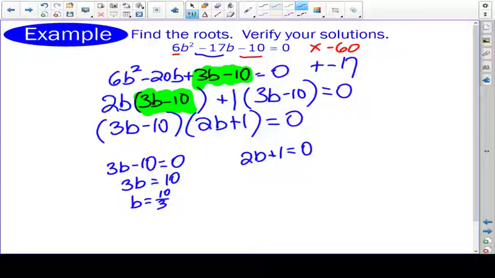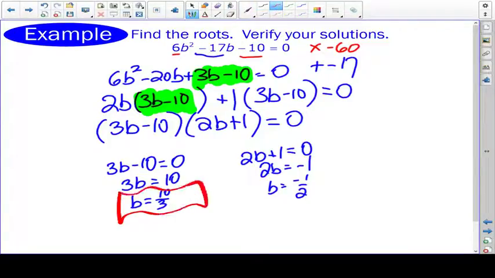That's one of our answers. We don't have to write it as 3 1/3. 10 thirds is perfectly fine. We'll move on to this one. Excuse me. 2b is equal to negative 1. And by dividing both sides by 2, b is equal to negative 1/2. So we have two solutions. Two solutions that we must verify.